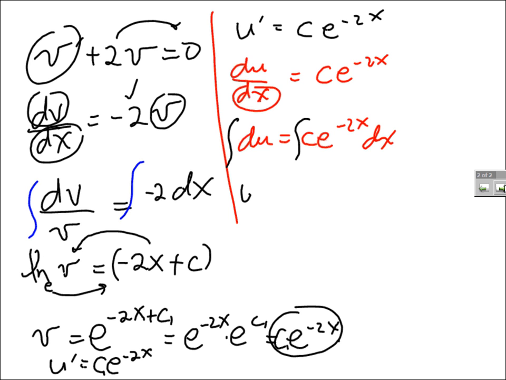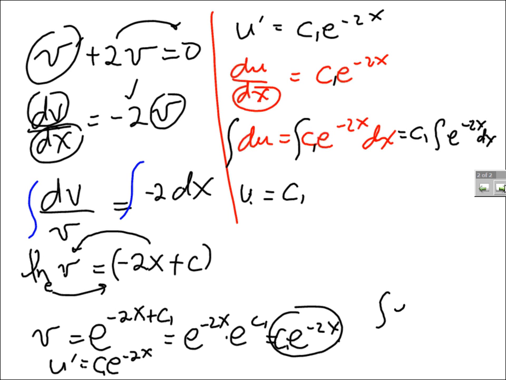The integral, and this was c1. The integral of the left side is u. The integral of the right side, well, the c1 comes out in front. This is really c1 times the integral.